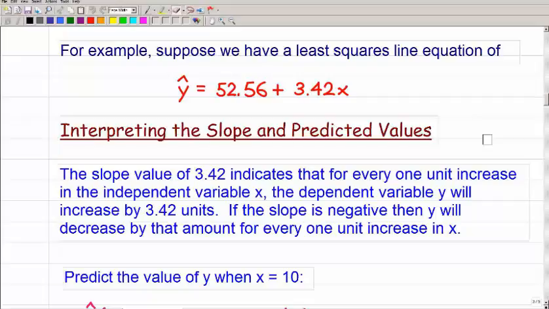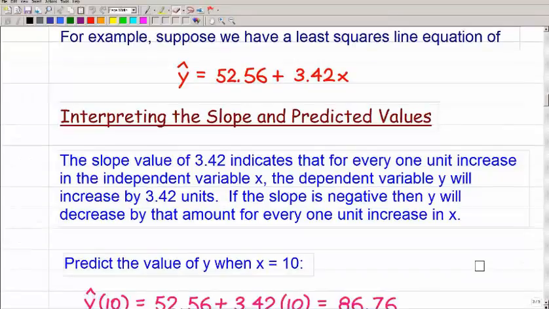In other words, if that slope is negative, then we would just say decrease. So had this said minus 3.42x, we would have said that the dependent variable y would decrease by 3.42 units for every 1 unit increase in x. So it's important when we're looking at a problem that we know the application of the problem, which one is the independent variable x and which one is the dependent variable y.